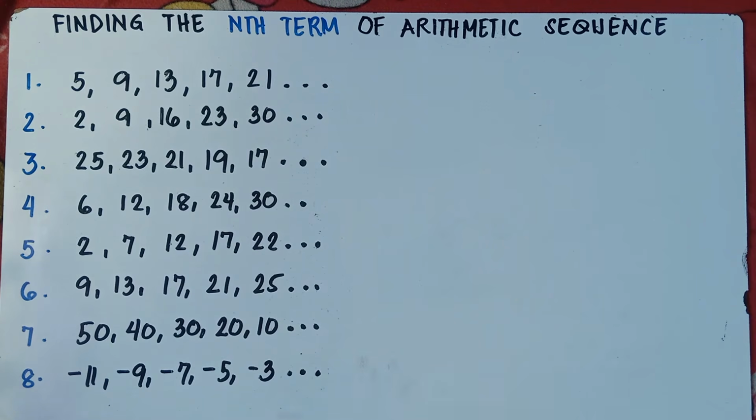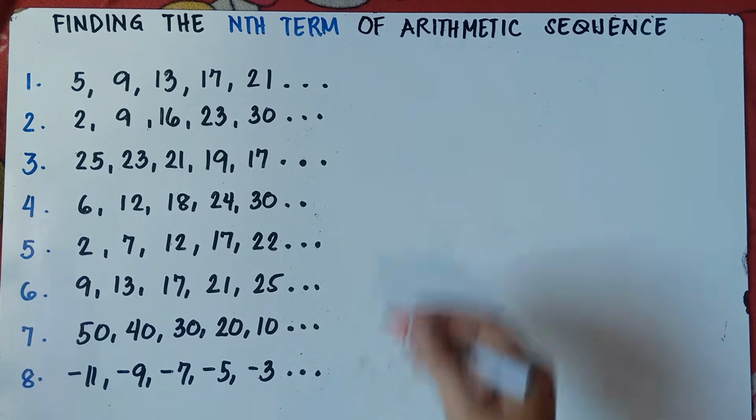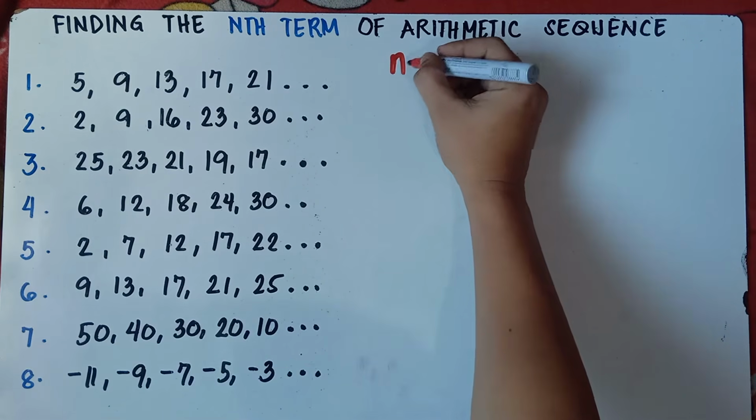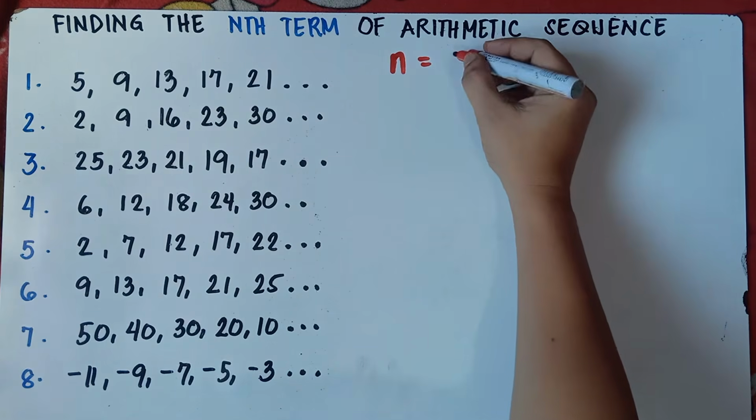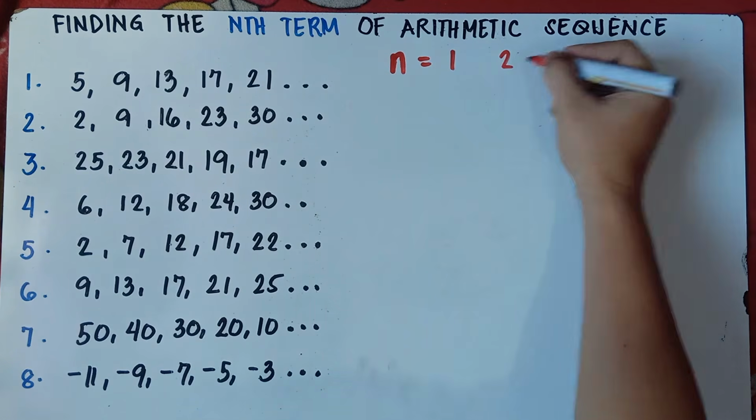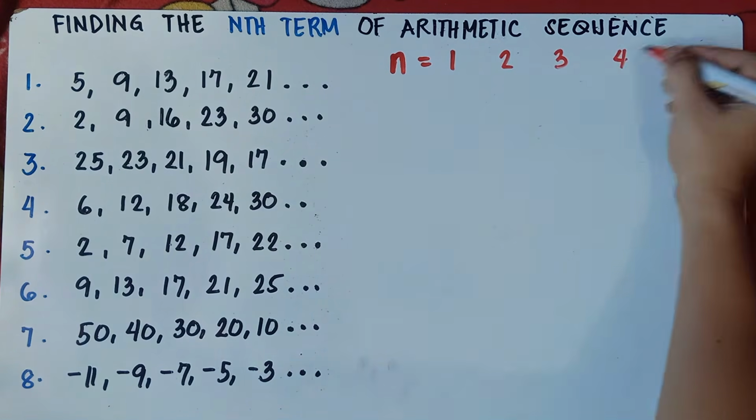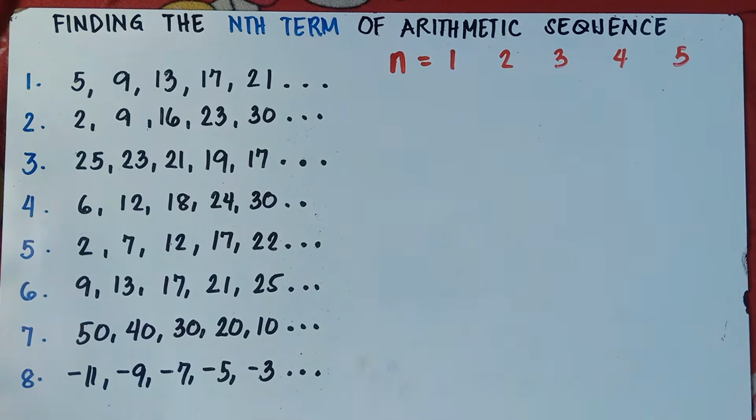So for number 1, before answering, we need to write n. N, class, is the number of positions, and we will be using n to find the equation manually. Since we have 5 terms, our positions will be 5 positions: 1, 2, 3, 4, 5.